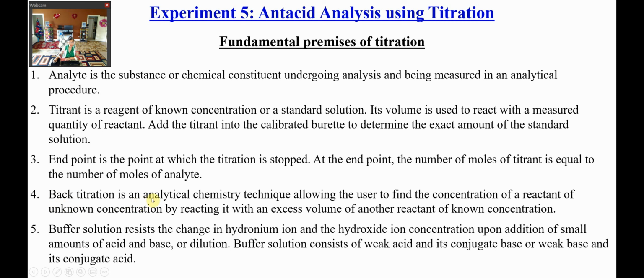The back titration is an analytical chemical technique, allowing the user to find the concentration of a reactant of unknown concentration by reacting this unknown with an excess volume of another reactant. You know the concentration, or you can have the unknown one reacted with excess volume of unreacted known concentration.